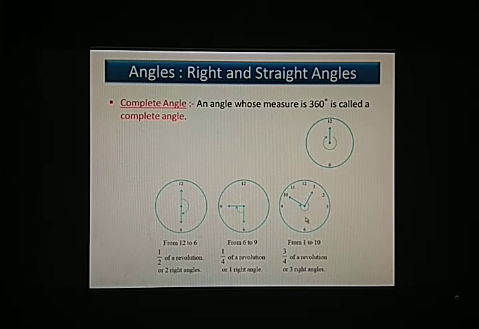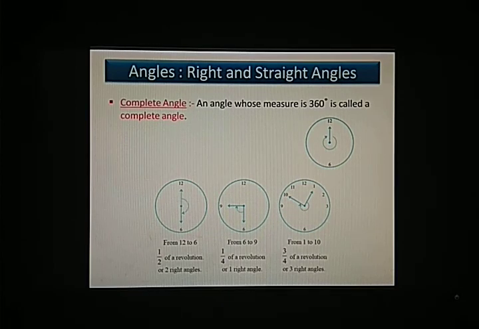Similarly, it can be 3/4 as well. These two angles we already have: this is a straight angle, this is a right angle. Now if it is 3/4, how much revolution did the hands of the clock undergo? 3/4 of 360, so that will be 270 degrees, 3/4 of a revolution. That means 3 right angles, 90, 90, 90.